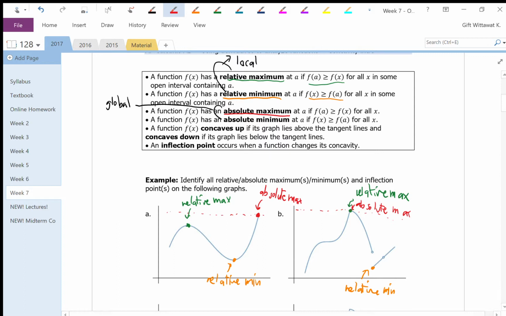The absolute min, on the other hand, is going to be the x where the function value at that point is lowest. So this point here would be the lowest point on my graph, so this is also my absolute min. For the second graph, the lowest possible point on my graph is going to be this endpoint. So this is going to be my absolute min.